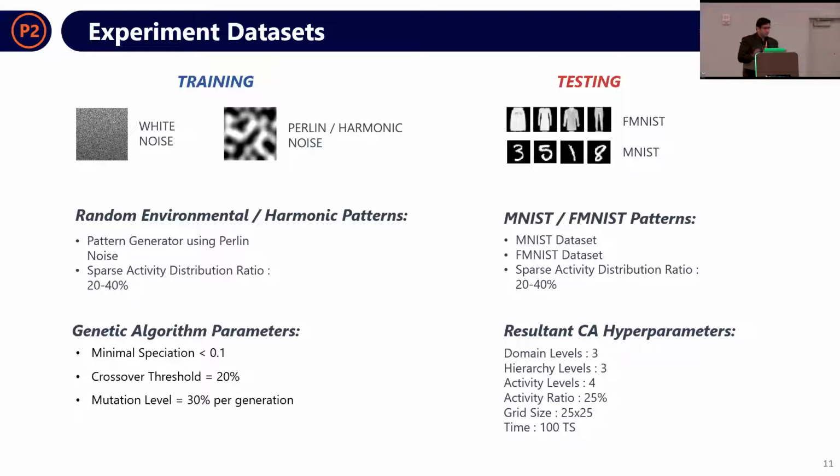I use speciation to basically keep it from losing a strong set of species that were discovered. And there's a 20% crossover threshold, and the mutation is about 30% per generation. Those are the resultant hyperparameters that I was able to achieve for the cellular automata system. These are just the initial ones. We'll talk about how these were improved and modified moving forward.